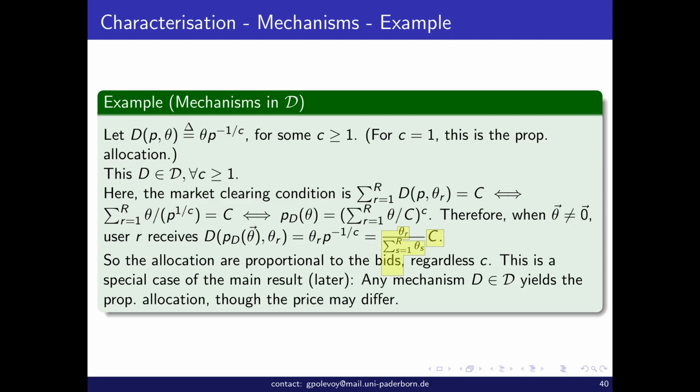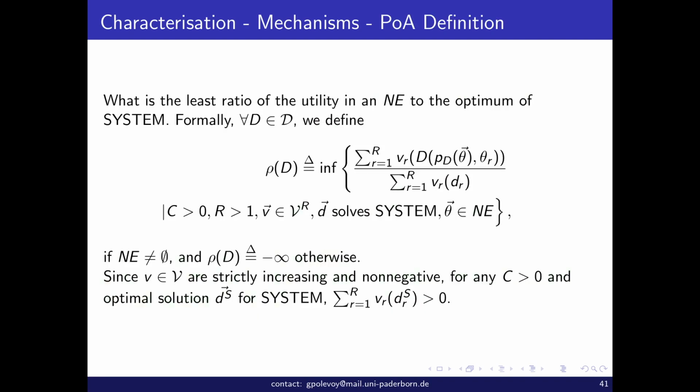Which mechanisms eventually optimize the total value of the users? And what we are going to show is actually the mechanism we started with is optimum. Actually, that's pretty much the only one. That's also going to be one of the things. So first of all, we define this general price of anarchy. The question is what is the least ratio of the utility in the equilibrium to the optimum utility, which can be achieved when we don't care about the stability, when we just solve this system program.